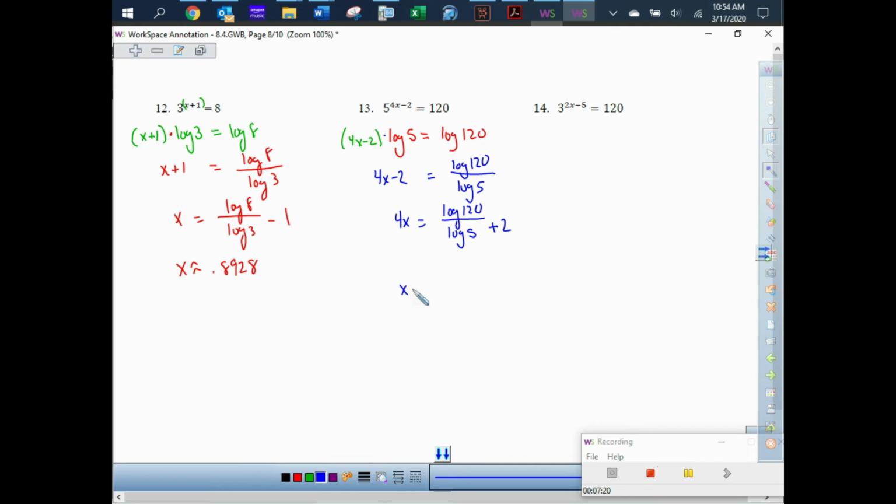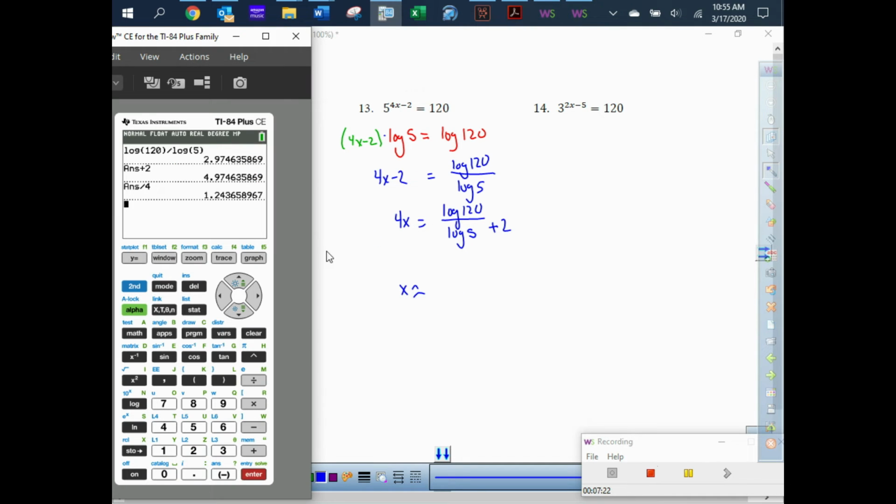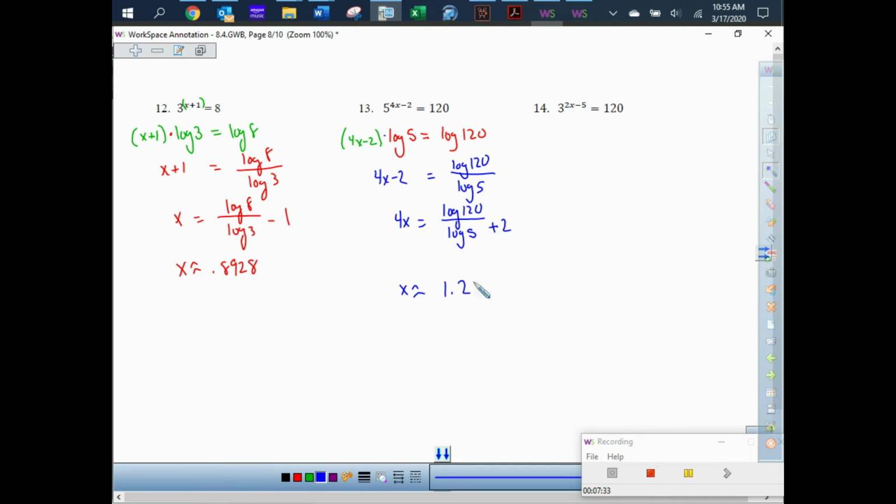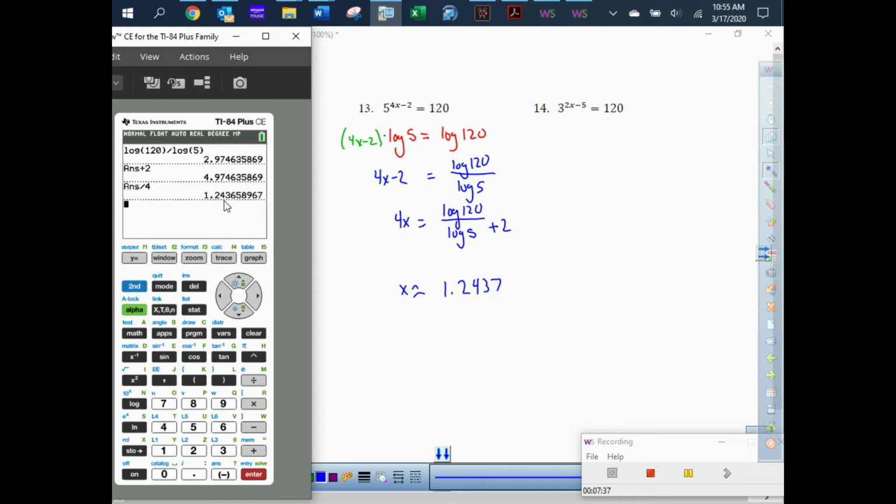So x is about, we'll round that to 4 decimal places, 1, 2, 3, 4, the fifth guy's 5 or larger, so that'll be a 7. 1.2437. Let's double check that. 1.2437. Yes. So we're just logging both sides because we can't rewrite them as the same base.